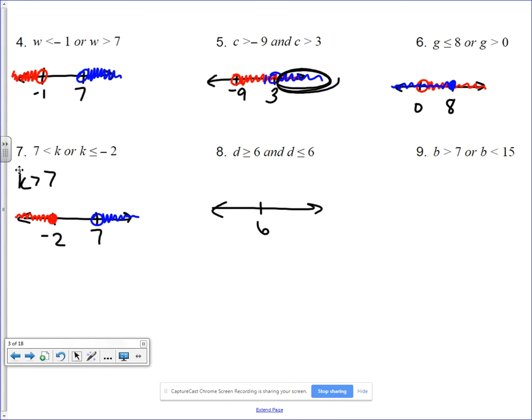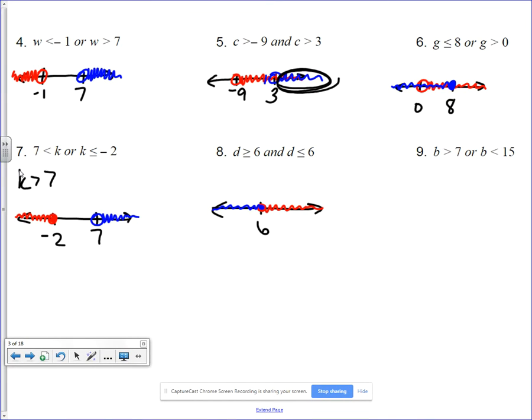Okay. Sarah, if I look at the first problem, is this going to be an open or closed on that 6? And which way am I going to shade? Which way does that arrow point? To the right. And the second one, what kind of circle will go on the 6? Closed again. And which way will that one go? Which way does that arrow point? To the left.